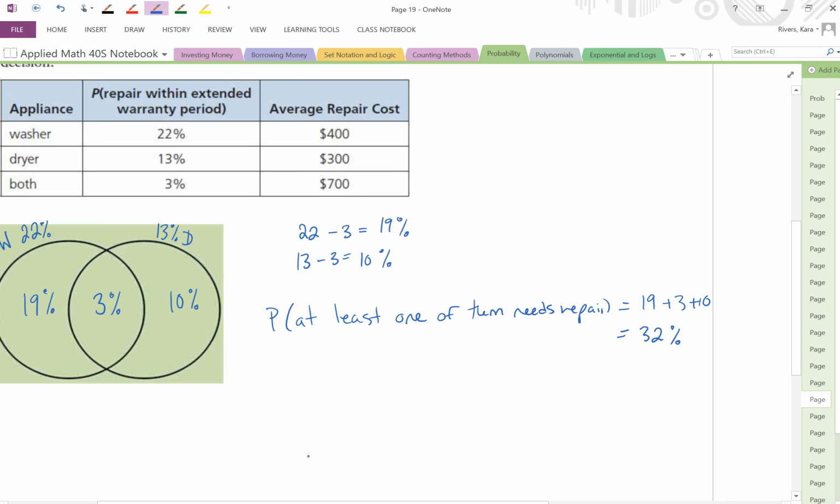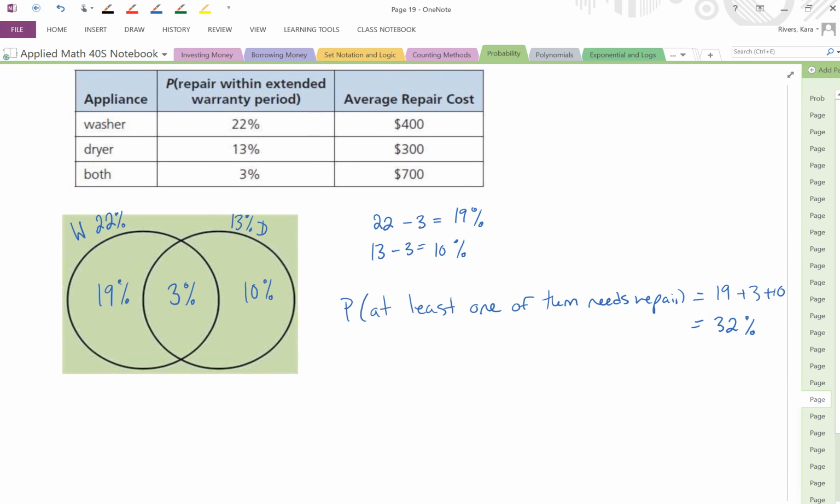Now the conclusions you draw from this are pretty personal. Now, if you really depend on that washer and dryer, 32% might seem like a lot. And then for some people, 32% might sound like, well, that's not a really huge chance that at least one of them is going to need repair. So I might choose not to buy the extended warranty. So as long as your answer is based on the results that you're getting, it's a bit of a personal preference.